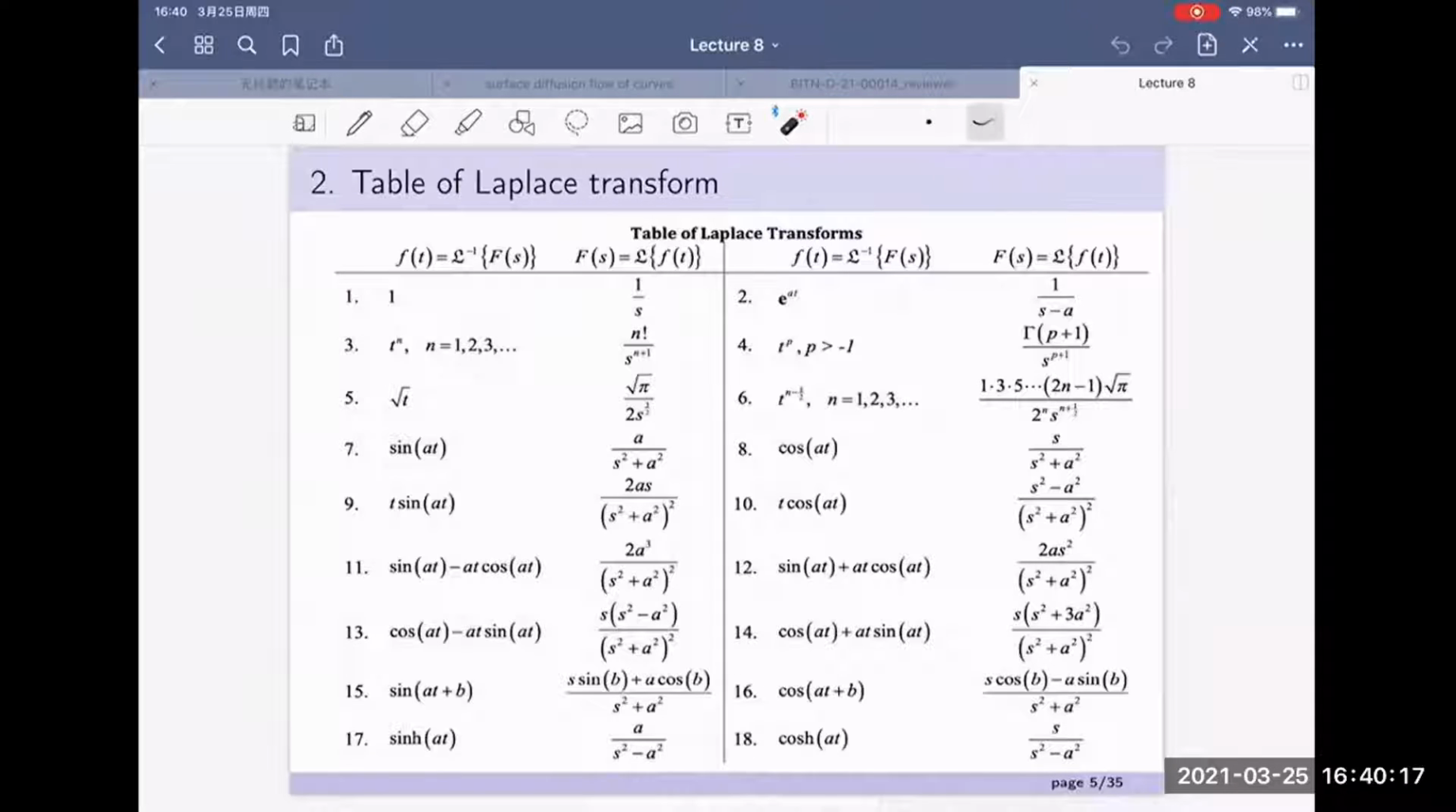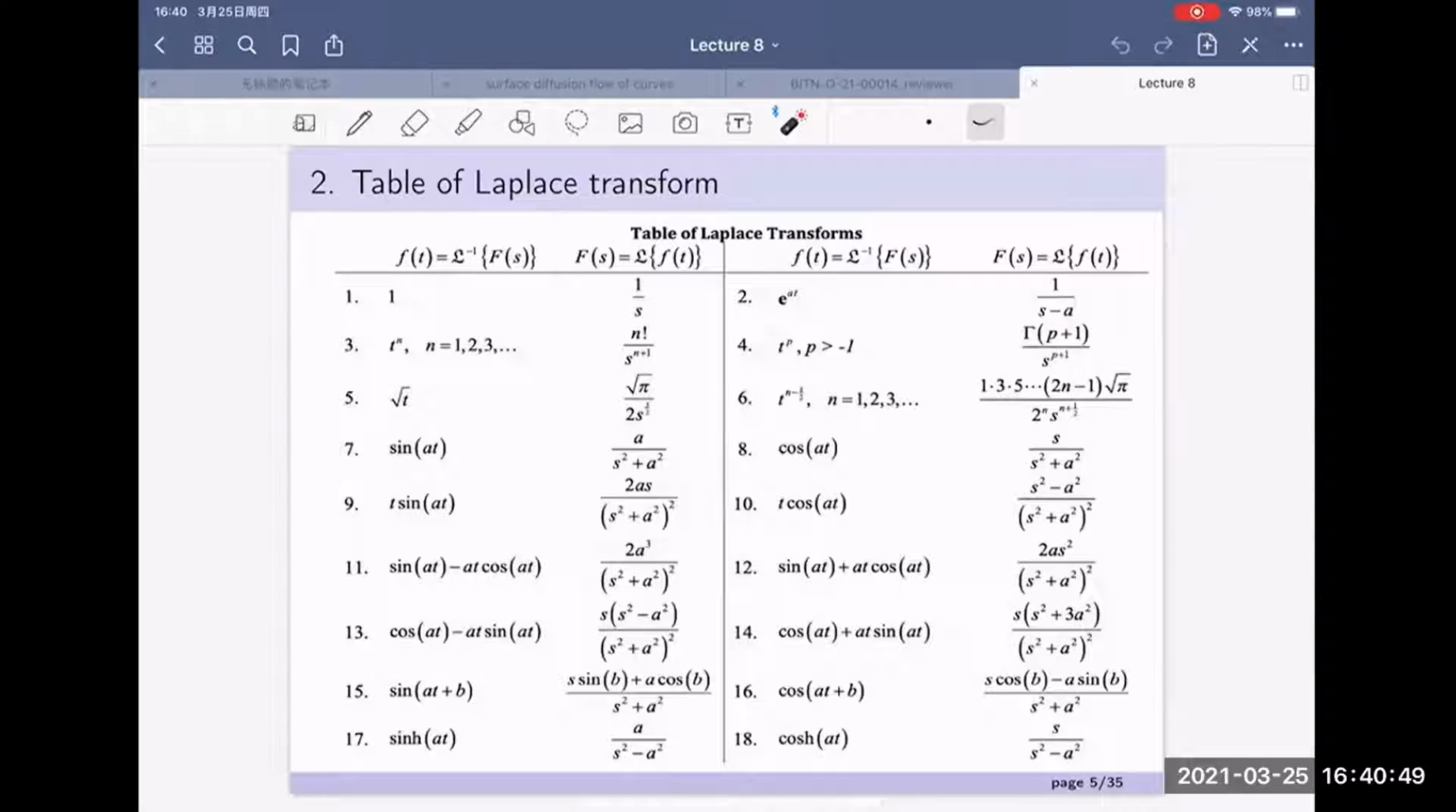So for which function is its Laplace transform 1 over s? You see it's just the first item. The Laplace transform of 1 is 1 over s. The Laplace transform of the exponential function is 1 over s minus a. A is the power here, so exponential power at. This coefficient in the power becomes part of the Laplace transform.